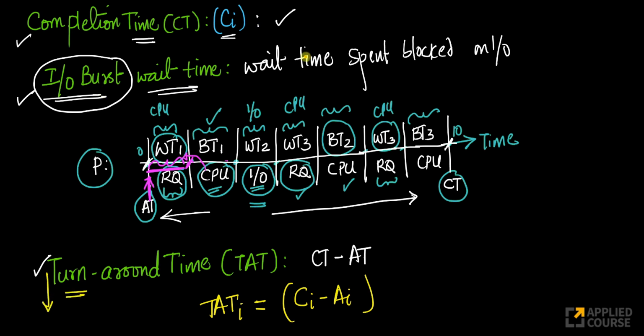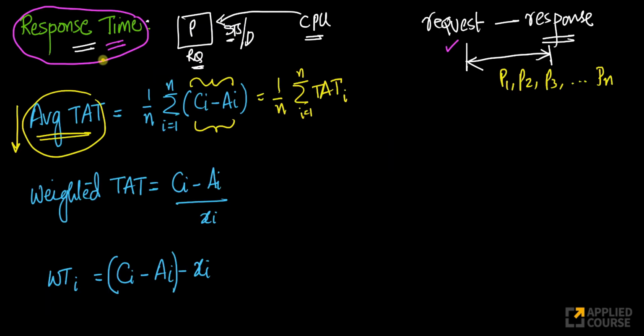IO burst wait time, we don't control, because imagine if I'm waiting on keyboard input. If the user does not enter the input, the operating system or any of these algorithms, your short-term scheduler, long-term scheduler, none of them can do anything, because the user is not giving the input. So they can't control whether something is efficient or not based on this, right? So that's one problem. Response time we also want to be low.